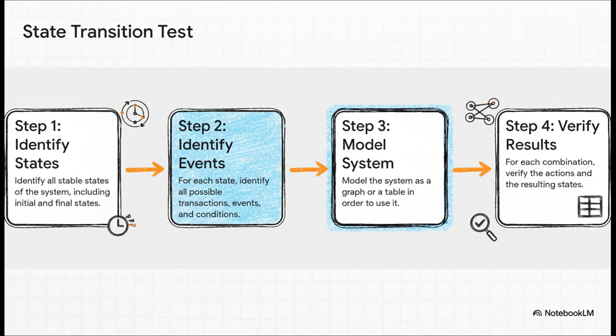So how do engineers actually use this idea? Well, they follow a really methodical 4-step process. First, they identify every single possible stable state the software can be in. Then, for each of those states, they figure out all the possible actions or events that could happen. Third, they map this whole thing out, usually in a chart or a diagram. And finally, they go through and test every single combination to make sure the result is exactly what they expect.